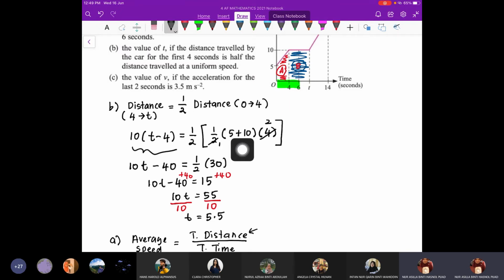Okay, 5 plus 10 times 4. Ni betul. So 10 times t minus 4. Betul. Okay, dekat sini 15 times 2. Betul tak ni? 15 times 2, 30. Yes, betul. And t minus 40. Betul. So 15. Ada salah lah. Betul dah semua. Let me look. I must have done something careless mistakes.